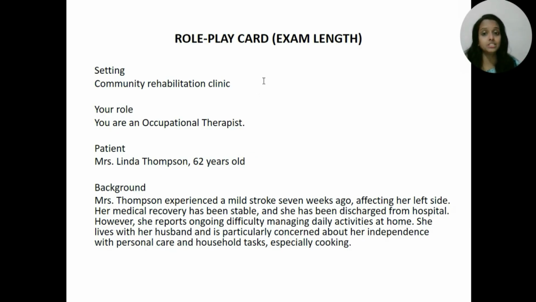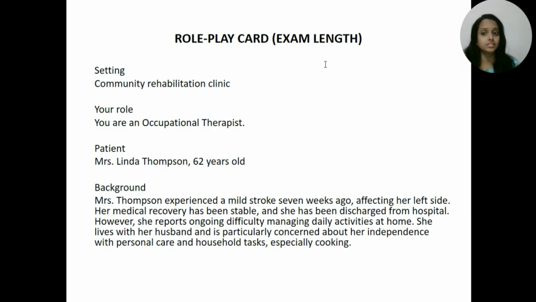Thompson experienced a mild stroke 7 weeks ago, affecting her left side. Her medical recovery has been stable and she has been discharged from hospital. However, she reports ongoing difficulty managing daily activities at home. She lives with her husband and is particularly concerned about her independence with personal care and household tasks, especially cooking.